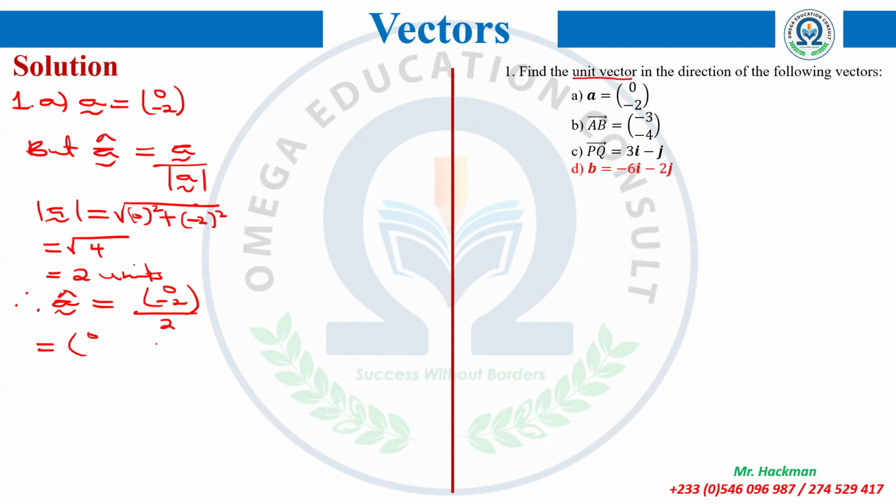Okay, negative 2 over 2, which will give us what? Negative 1. So this is how far you can go. You can see that the vector you are asked to find here is also in the column form, because the vector itself is in column form. Is my point well made?